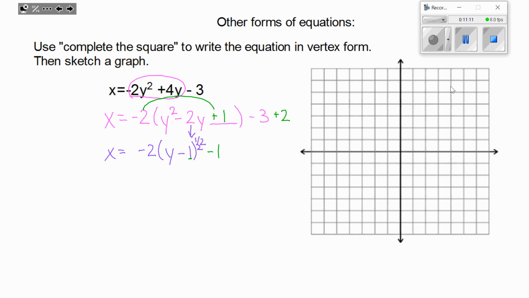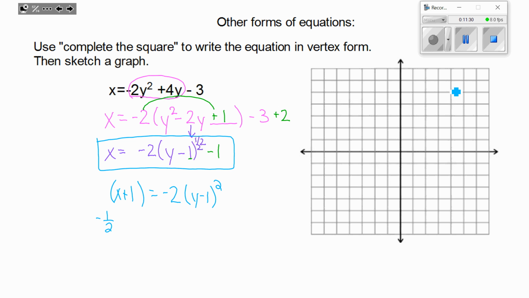Okay, now if I want to then continue transforming this into our geometric form that we've been studying, I'm going to move the 1 over. So I have x plus 1 equals negative 2 times y minus 1 squared. And then I'm going to divide the 2 off. Negative 1/2, I guess, or the 2, divide that off. x plus 1 equals negative 1/2 times y minus 1 squared.